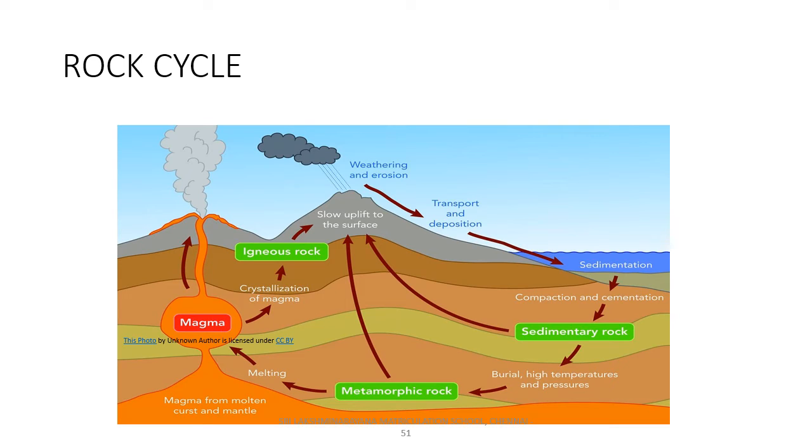Now we move on to the next interesting chapter called the rock cycle. What is a rock cycle? The continuous formation of the igneous, sedimentary and metamorphic rocks. Now let us recall. What are igneous rocks? We call them the primary or the mother rock. So why is it called the primary or mother rock? From where are igneous rocks formed?